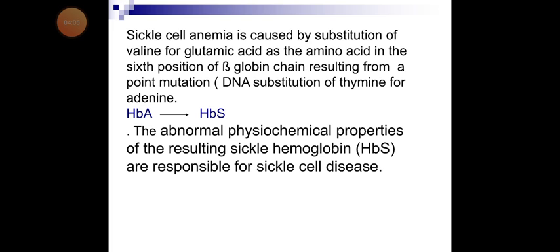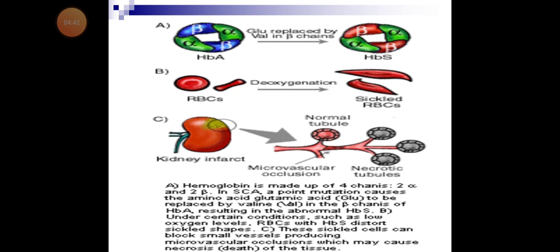Sickle cell anemia is usually caused by substitution of valine. The principal change occurs because of the substitution of valine for glutamic acid as an amino acid at the 6th position of the beta globin chain, resulting from a point mutation. This change leads to hemoglobin A being converted into HbS. The abnormal physicochemical properties of the resulting sickle cell hemoglobin are responsible for all the clinical features of sickle cell disease.